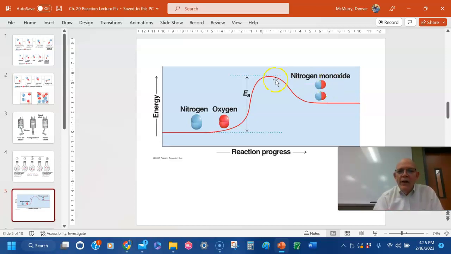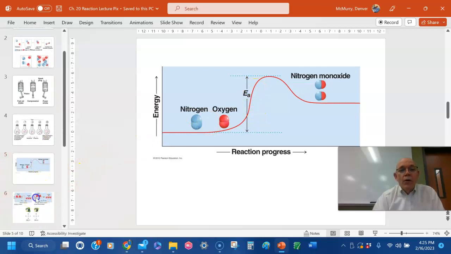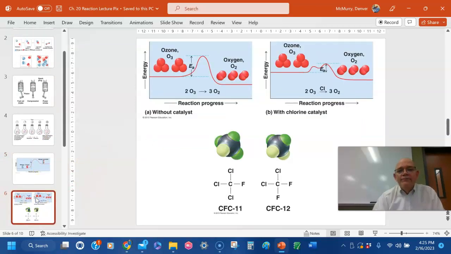But let's talk about this right now. This is the barrier, right? This is the amount of energy it takes to make the reaction happen. What if we could reduce this amount? Where it wasn't so hard to get it to happen.